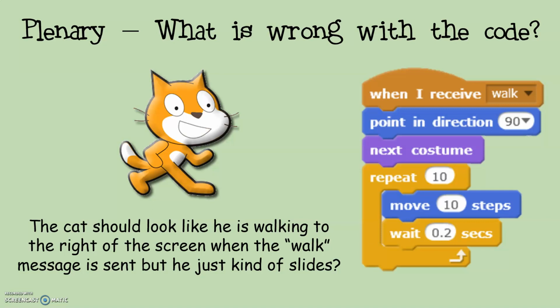Okay, you've got his code there. When I receive walk, point in direction 90, next costume, and then repeat 10 times, move 10 steps and wait 0.2 seconds. And my question is, what is wrong with the code? And bonus points if you can write down how you would fix it.